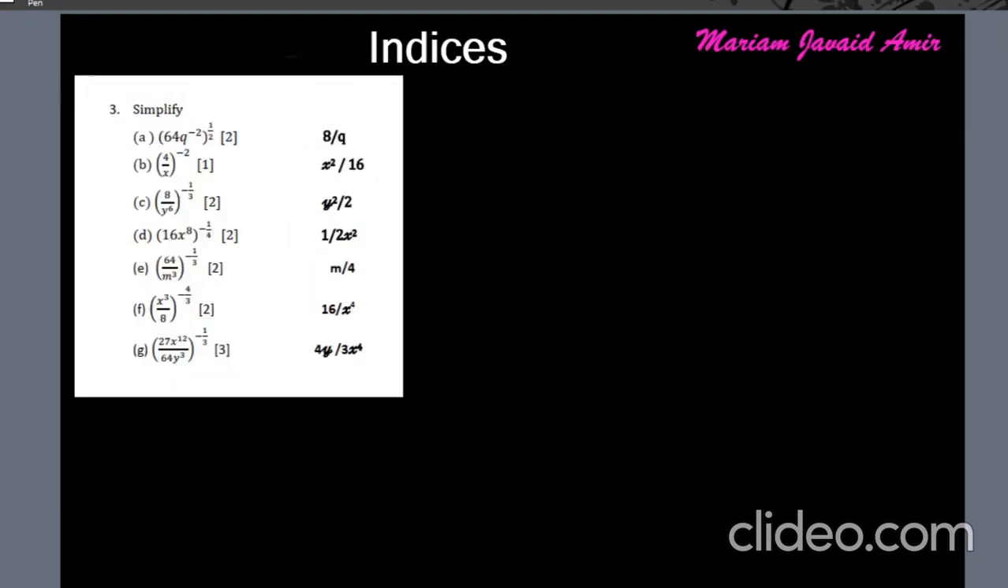Question number 3. Question 3. Simplify the following. Part A, which is 64q power minus 2, whole power half.